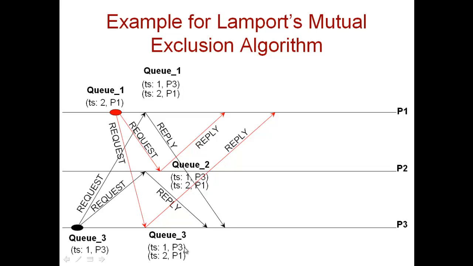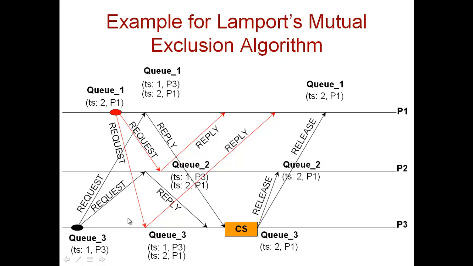So P3's own request is in the front of the queue, and it has received reply from the other two processes. Whereas P1's request is not in the front of the queue; some other process's request is in the front of the queue in P1. So even though it has received the reply messages from the other two processes, P1 cannot enter the critical section now. Only that process whose request is in the front of the queue can enter the critical section. So only P3 can enter the critical section.